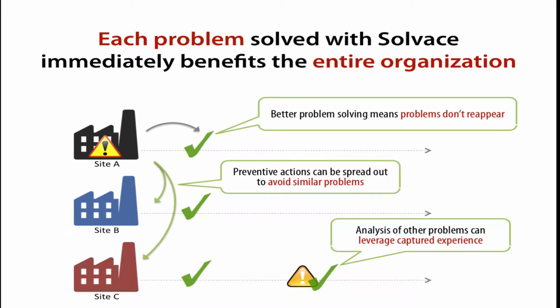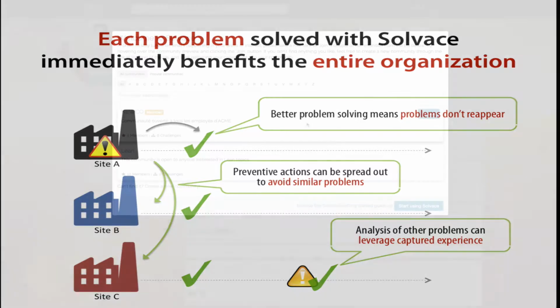The purpose of Solvace is to solve each problem more efficiently to make sure it doesn't reoccur, to prevent the same problem from reoccurring elsewhere, and to reuse experience for treating comparable problems in other situations. The overall goal is to make continuous improvement exponential instead of just incremental.